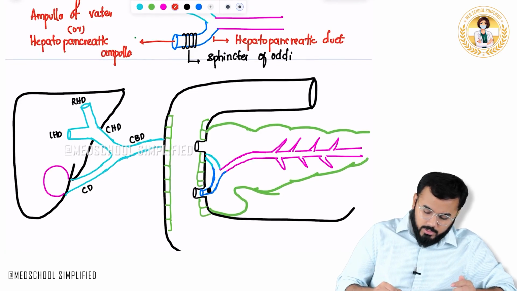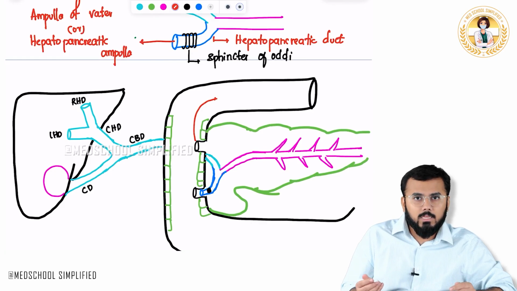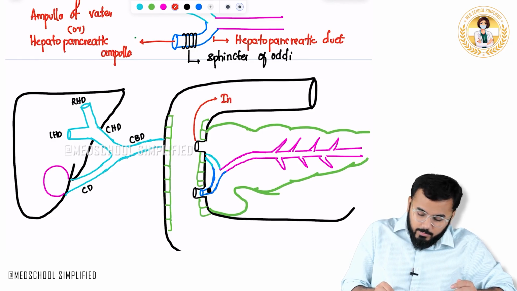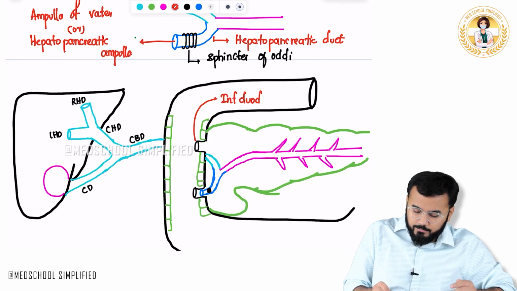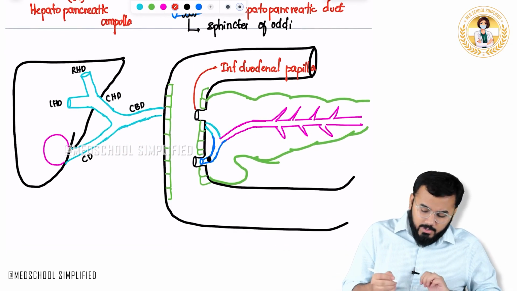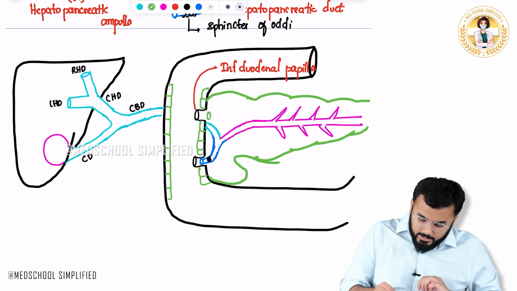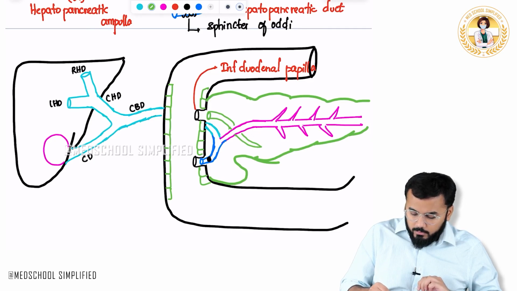And by the way, I am also writing down this part over here. This is called what? This is called the inferior duodenal papilla. Okay. Now look what is happening. And by the way, not to forget that here you have your accessory pancreatic duct that is draining down. So this is the accessory pancreatic duct over here.